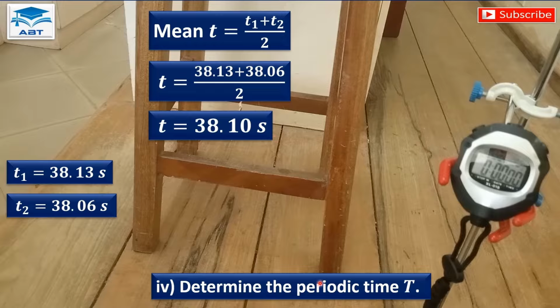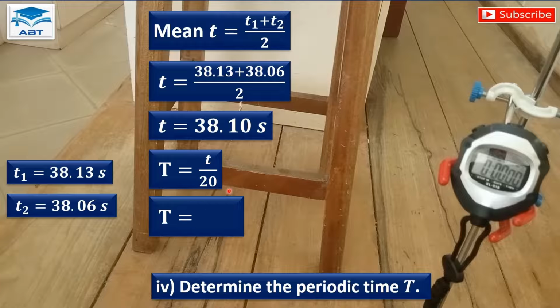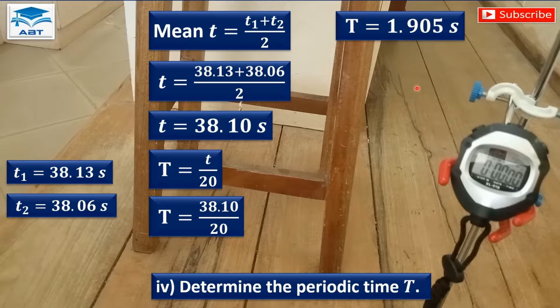Determine the periodic time T. The period is the time for one oscillation. So we are going to divide the time for 20 oscillations by 20. So that will be T divided by 20. So we have 38.10 divided by 20, which gives 1.905 seconds. And so this is the period.